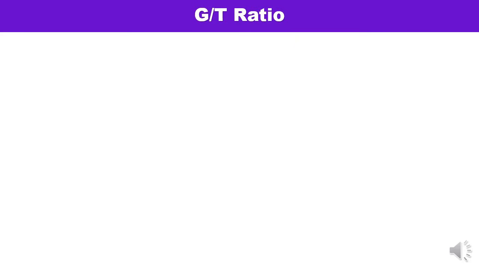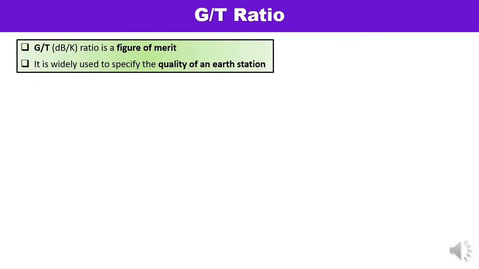Next is the G by T ratio. G by T ratio for the earth station is a very important parameter, and this ratio is widely used because it specifies the quality of an earth station. So G by T ratio, in dB per Kelvin, gives you the figure of merit and specifies the quality of the earth station, and this is a widely used parameter.